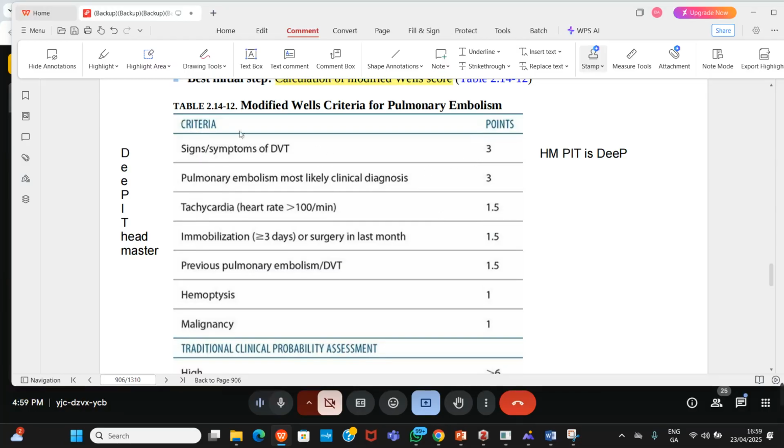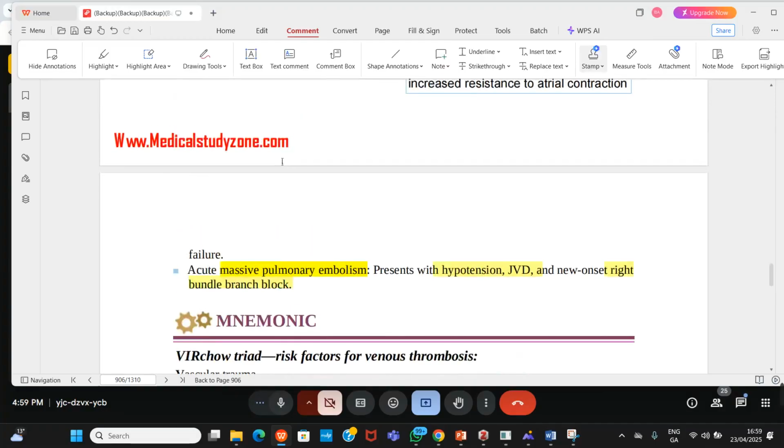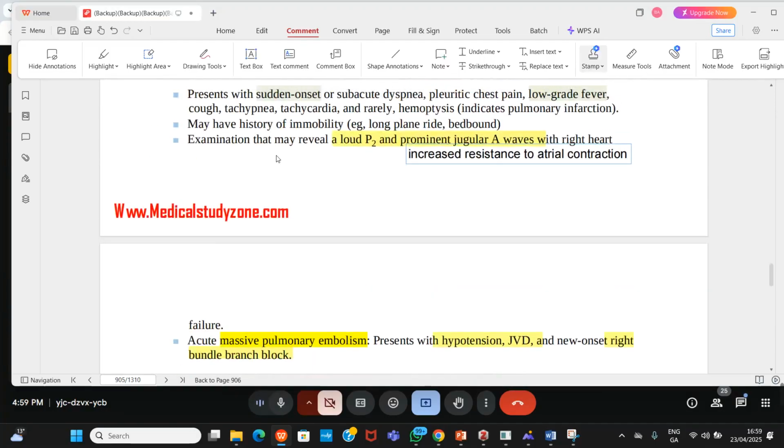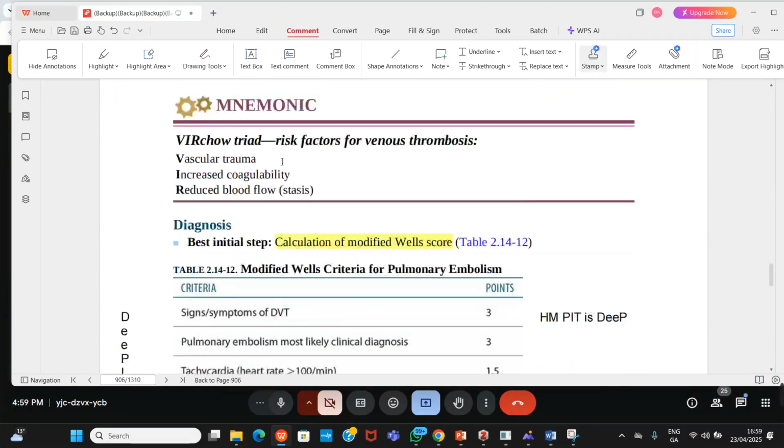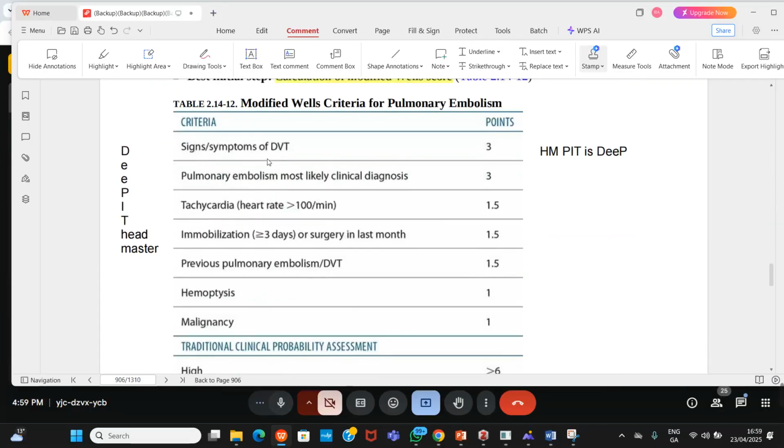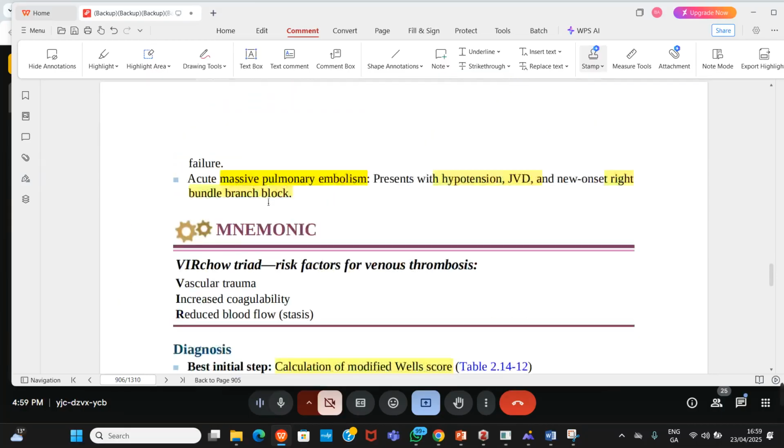Then the PIT: the P is for previous PE and DVT. Don't forget, we have said it. Previous history of PE and DVT is a risk factor for PE. So that's the P. The I is immobilization. Have you been immobile for 3 days? Or have you had surgery in the last 1 month or 4 weeks? You give them 1.5. Previous history of DVT or PE, we give them 1.5. Then the T is tachycardia. Heart rate more than 100, we give 1.5.